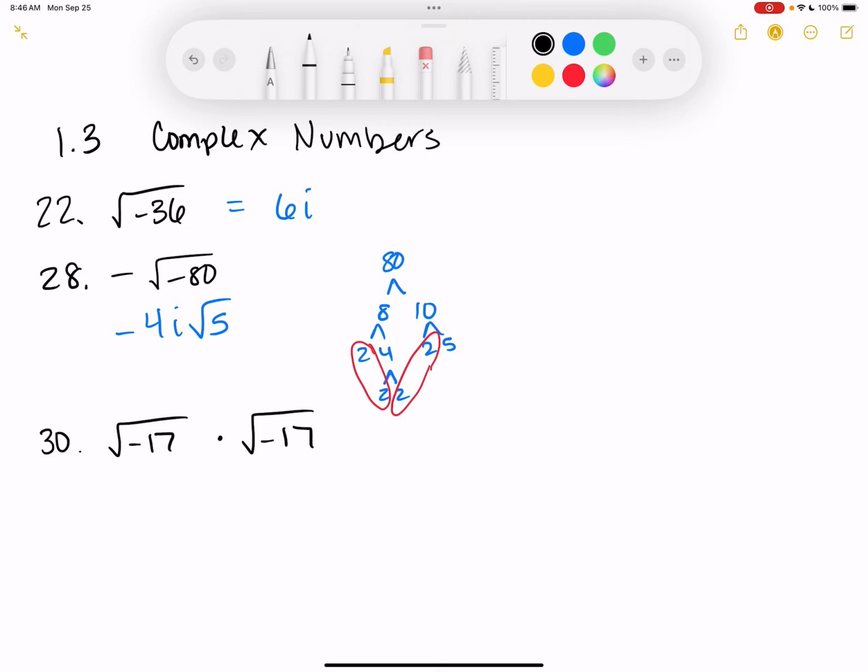Or you can go ahead and multiply what's under the radicals together. When we're multiplying two radicals, as long as they're the same outside, we can multiply what's inside. I think that's the easier way, so that's the way I'm going to do it. So this is going to be the square root of negative 17 times negative 17. Negative times negative is going to be positive. Then 17 and 17, I can take one of them out, so this is just going to be positive 17.